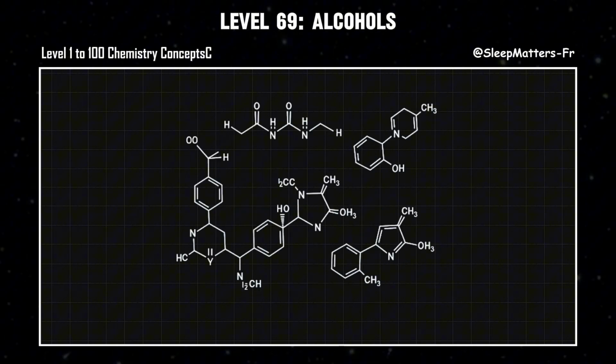Level 69. Alcohols. Alcohols are one of the most well-known groups of chemicals in the world. But alcohol is not just a drink. It is a whole class of compounds that are defined by one thing. They have an OH group. This tiny group of one oxygen and one hydrogen is what makes an alcohol. But alcohols are not all the same.